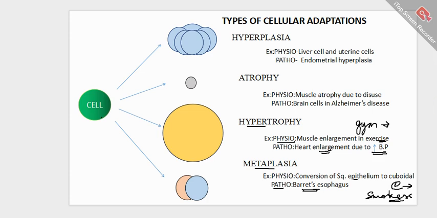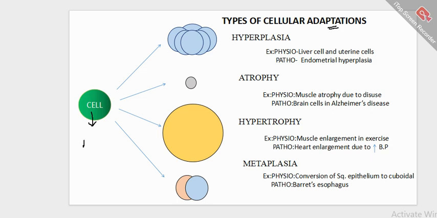So by this I have completed the kinds of adaptations due to stress. Why are these adaptations occurring? To maintain homeostasis and survival in adverse conditions. If the stress is too severe or prolonged, which I have already told you, it will lead to irreversible cell injury.